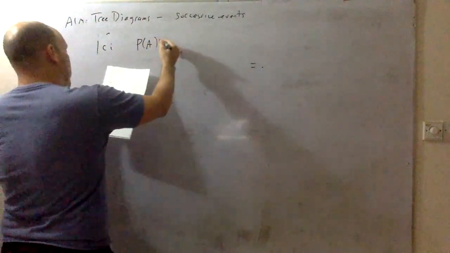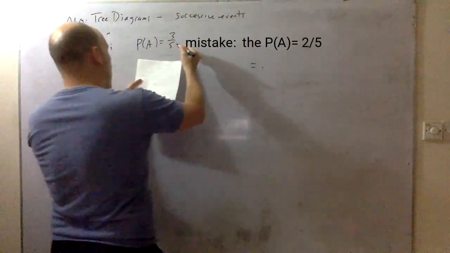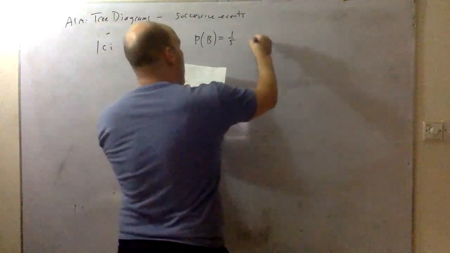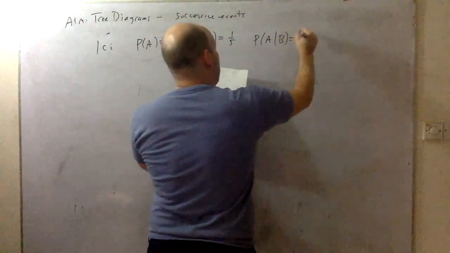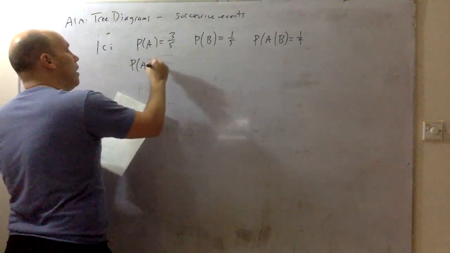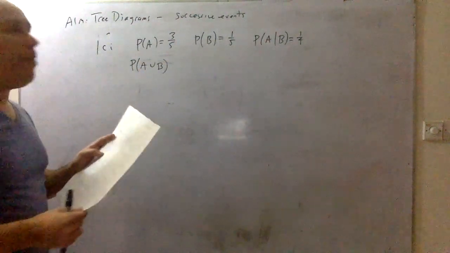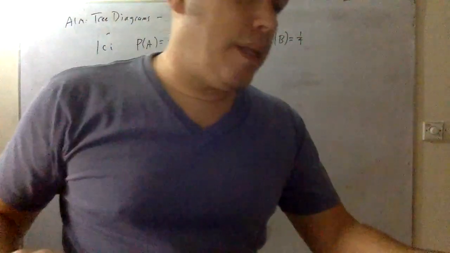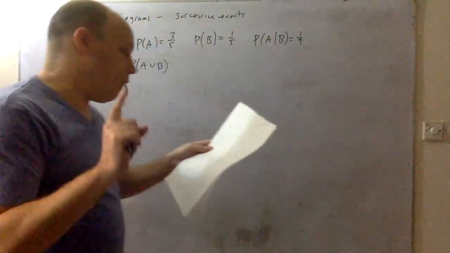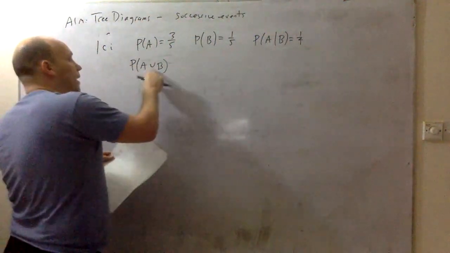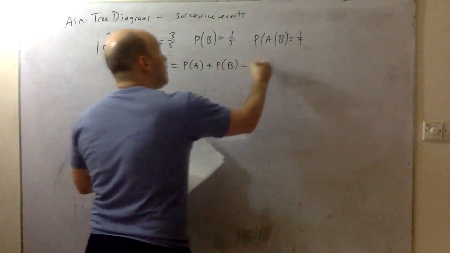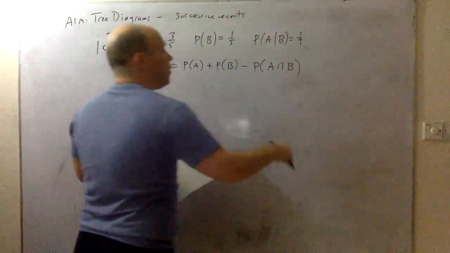We're told that the probability of A is 3/5. The probability of B is 1/5. The probability of A given B is 1/4. And they want to know the probability of the union of A or B happening. Now, this is the theoretical part. This always shows up on part 2. We know that the probability of A union B is equal to the probability of A plus the probability of B minus the intersection.